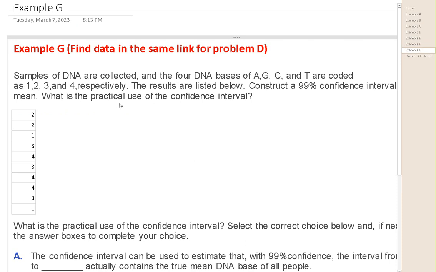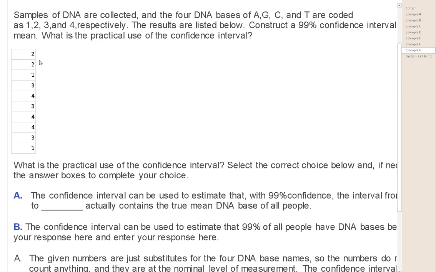Samples of DNA are collected, and the four bases of A, G, C, and T are coded as 1, 2, 3, 4, respectively. Who remembers their biology from high school? A, G, C, and T. Remember what those stand for? Adenine, guanine, cytosine, and thymine. Four bases. All right. Anyways, they're coded, and this is the data.